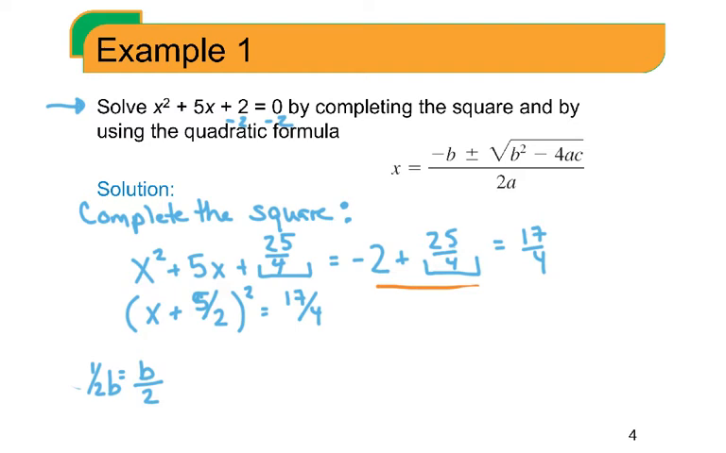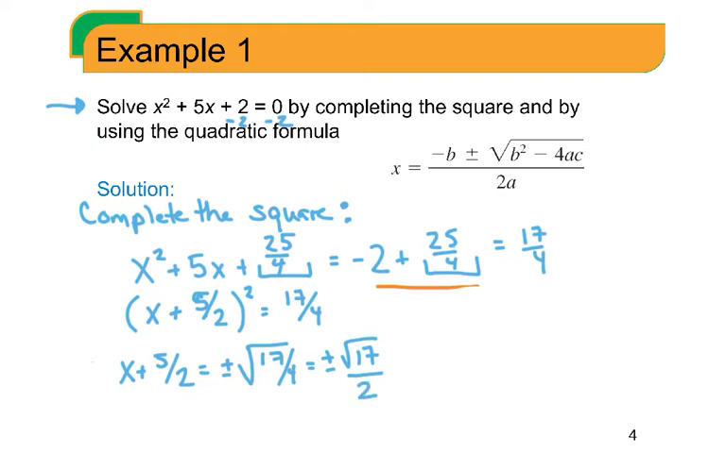So now we're ready to use the square root property. So that tells me that x plus 5 halves equals plus or minus the square root of 17 over 4, which is plus or minus the square root of 17 over 2. And then in our last step, we're going to subtract 5 halves from both sides. And we see that x equals negative 5 halves plus or minus the square root of 17 over 2.